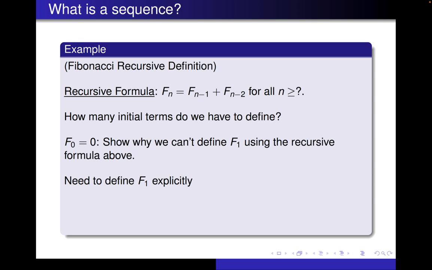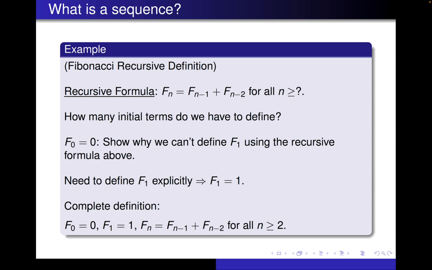It turns out we not only have to define f of 0 explicitly as 0, we have to define f of 1 explicitly too. And for funsies, I'm just going to define f of 1 to equal 1. So our complete definition is going to be f of 0 equals 0, f of 1 is equal to 1. And then for n greater than or equal to 2, we have F_n is equal to F_(n-1) plus F_(n-2).